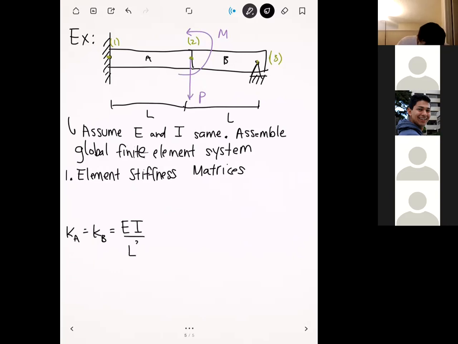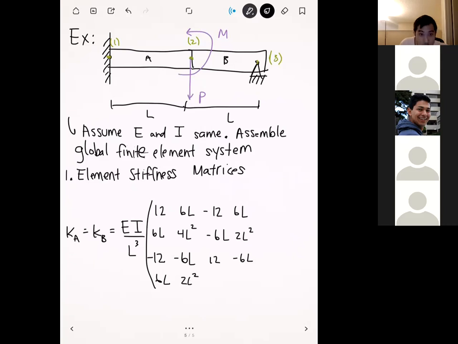Right. So it's going to be EI over L cubed times 12, 6L, minus 12, 6L, and then 6L, 4L squared, minus 6L, 2L squared, minus 12, minus 6L, 12, minus 6L, 6L, 2L squared, minus 6L, and 4L squared. Okay. All right.